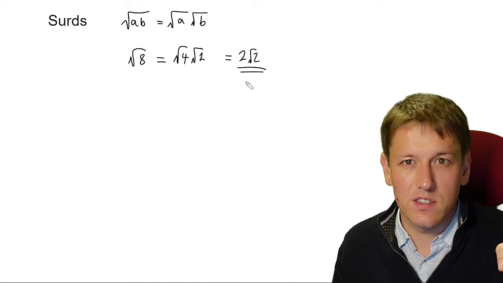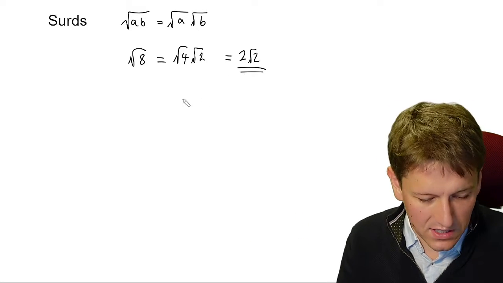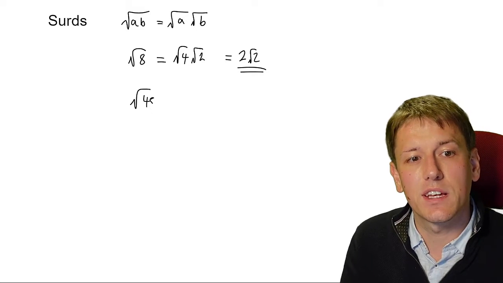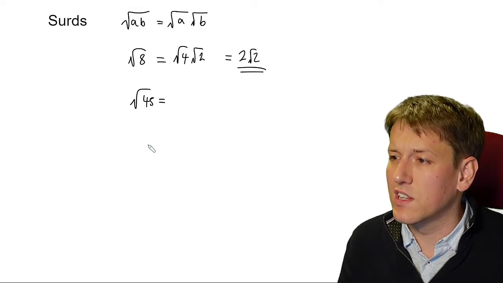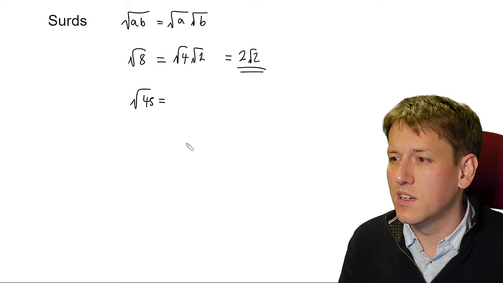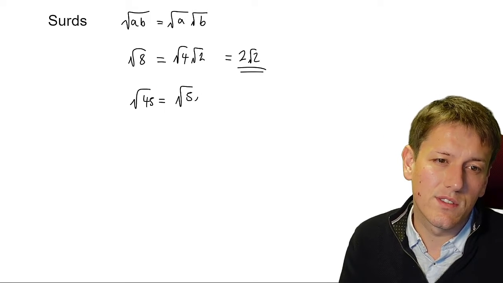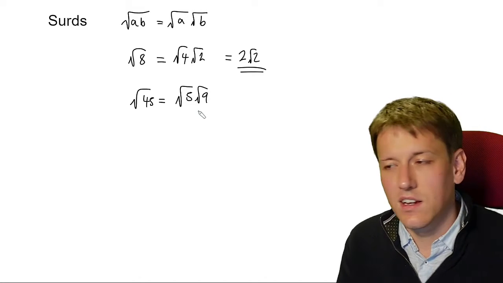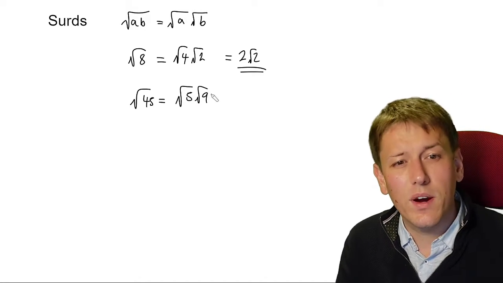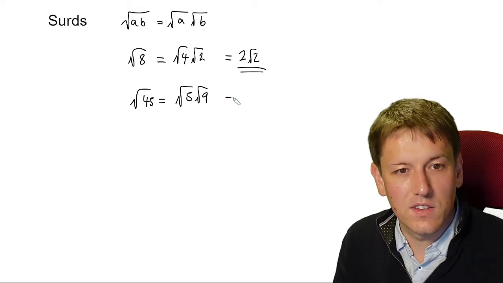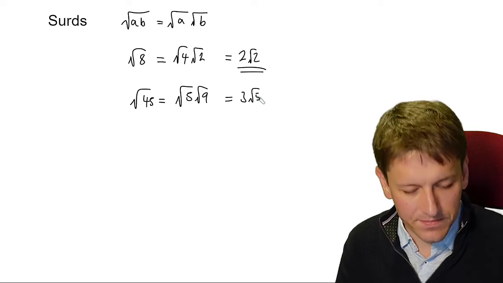If we get an answer that has a surd expression, we're going to try and leave it in its simplified form. Another example, I could do the square root of 45. I'm looking for the largest square number that I can pull out of this as a factor. So I can do the square root of 5 times the square root of 9 here. 9 times 5 is 45. The square root of 9 is just 3, so this gives me 3 times root 5.